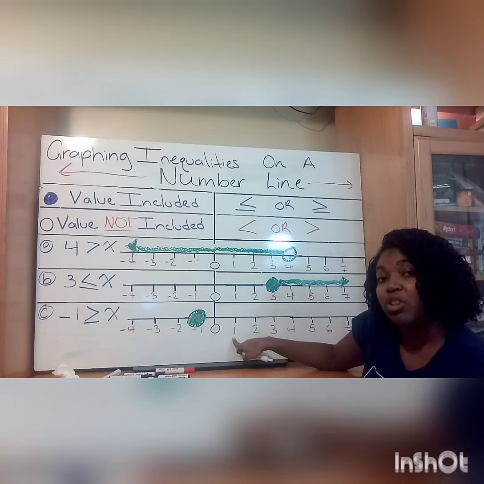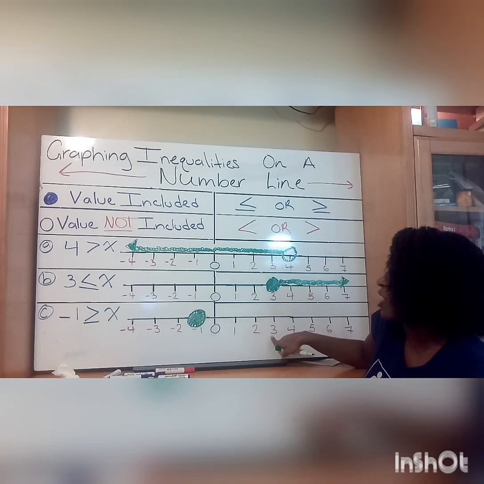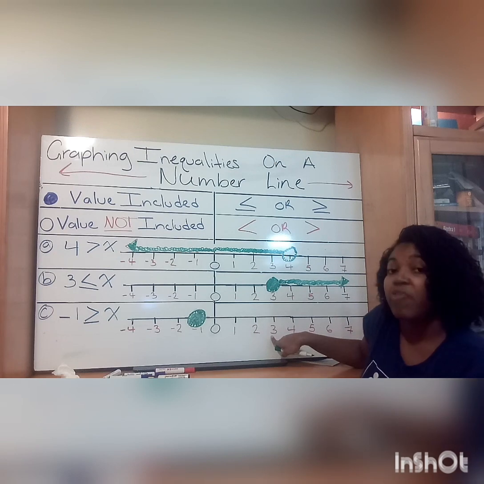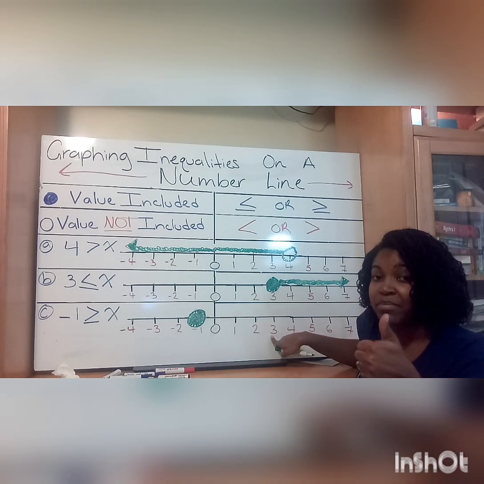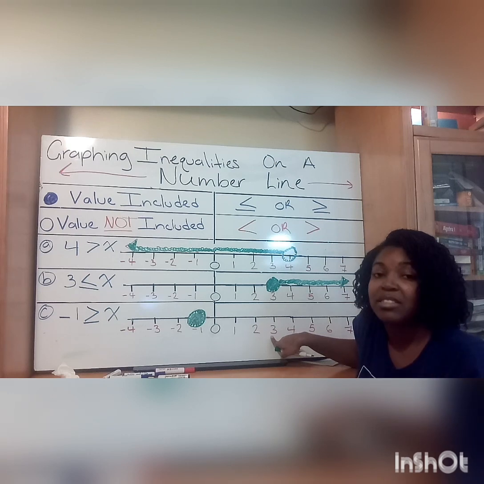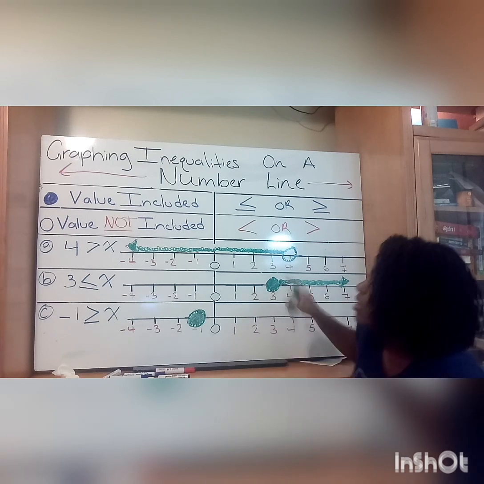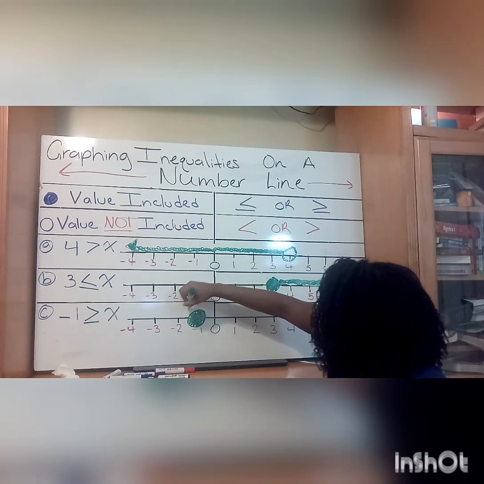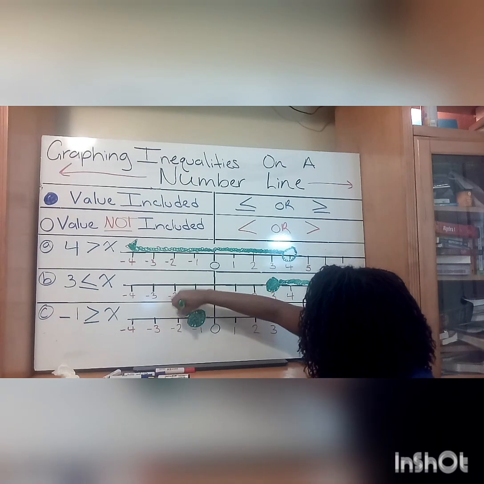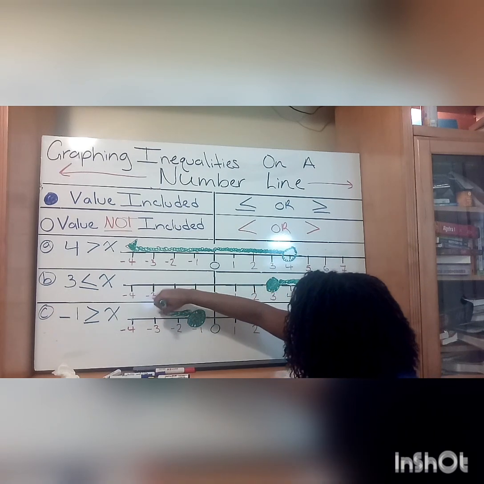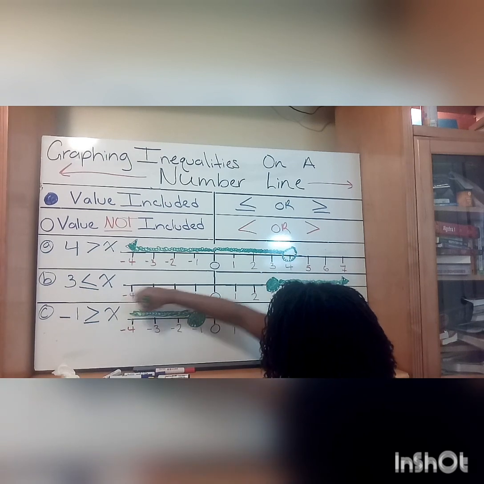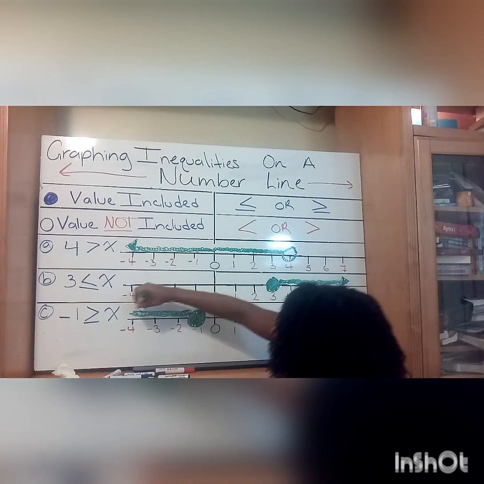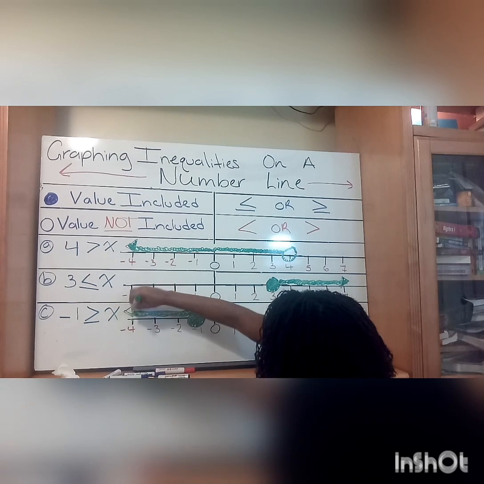Same as if I had chosen another value over here, like 3. Is -1 greater than or equal to 3? It's not greater than 3. It's not equal to 3. It's not a possible solution. So I'm going to go ahead and shade in all the values to the left, because those are where my possible solutions lie that make this inequality true. And when I run out of space, I just go forth and make that arrow.